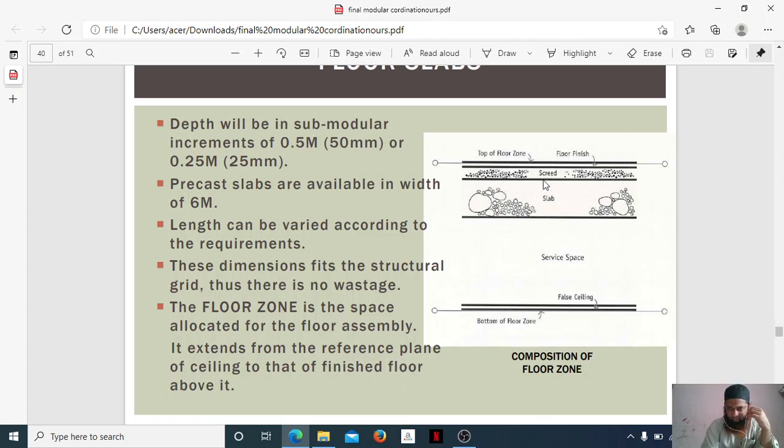Above the slab, you can see here, this is the floor finish load. When we go for flooring, whatever type of flooring we are using, either marble or granite or tile flooring, we have to put some floor finish load here. Then above that, these tiles or the flooring comes up. So this is the top of the floor zone. From there to here, this is the bottom of the floor zone. This is how the floor zone will be indicated here. It extends from the reference plane of the ceiling to the finished floor above it.